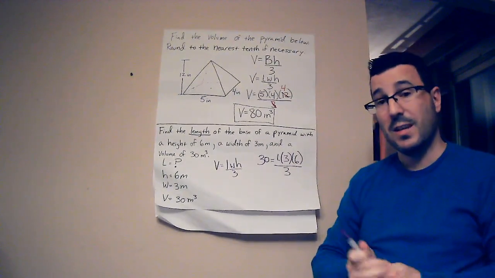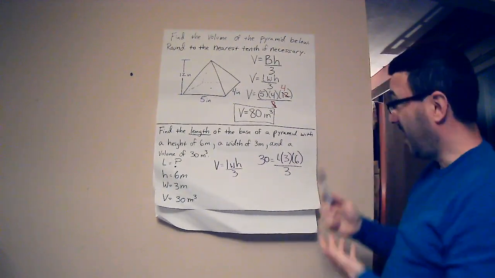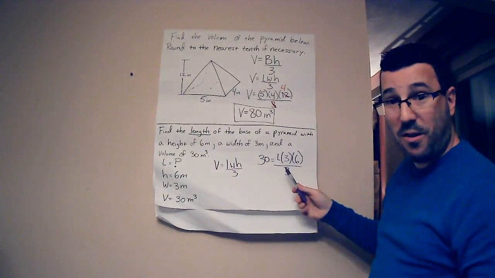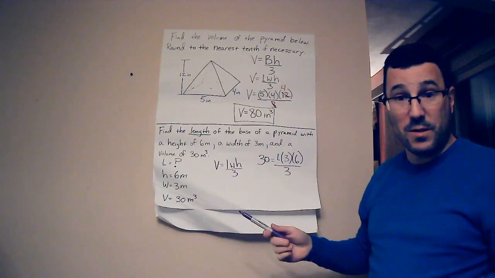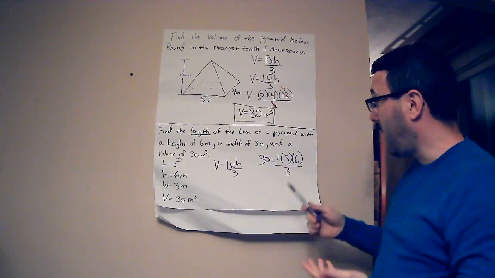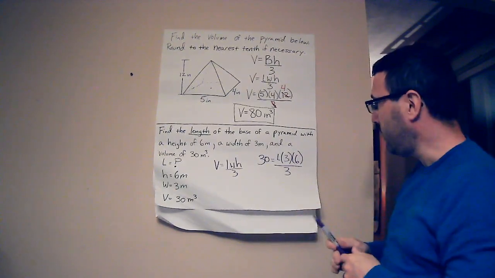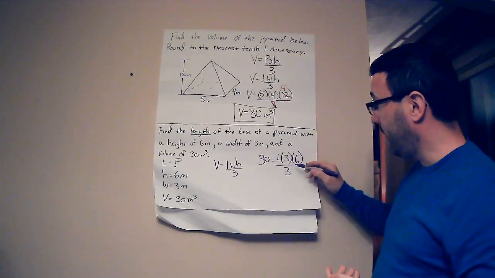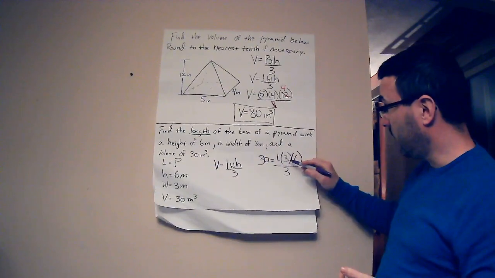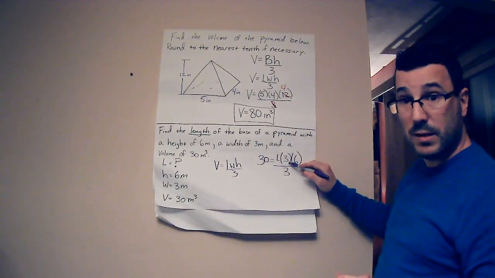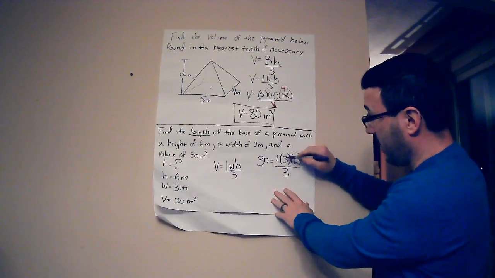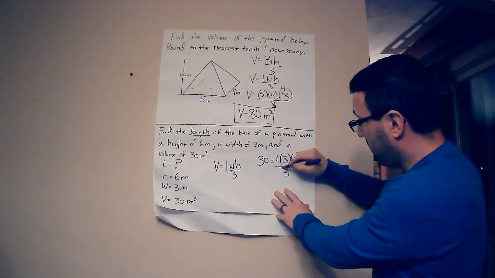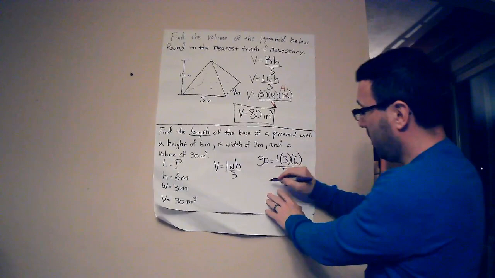Now, first thing I'm going to do, I'm going to look and I'm going to say, are any of these numbers up here divisible by 3? I see 6. I see a 3 and I see a 3 here. I'm going to cancel them out. Cross out, cross out.